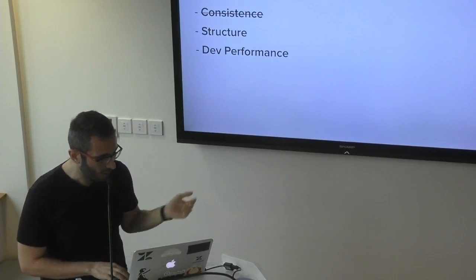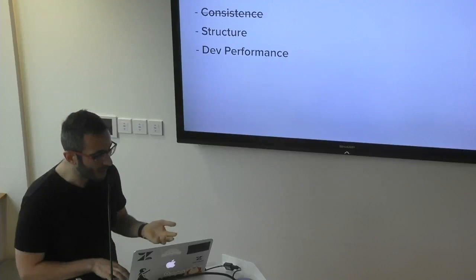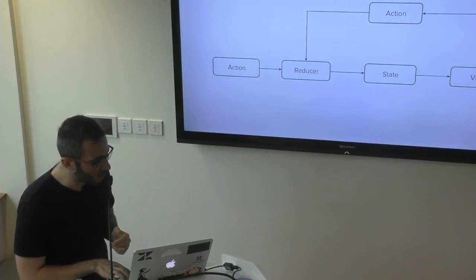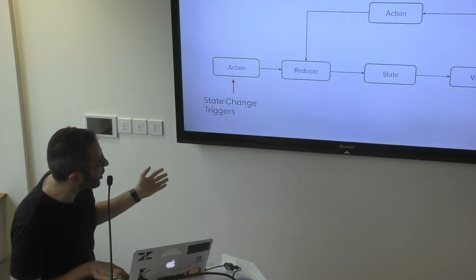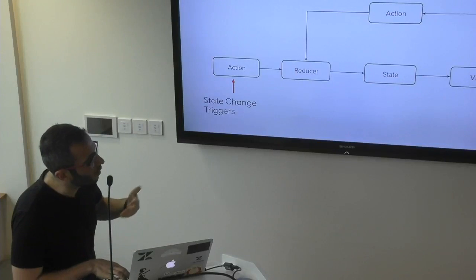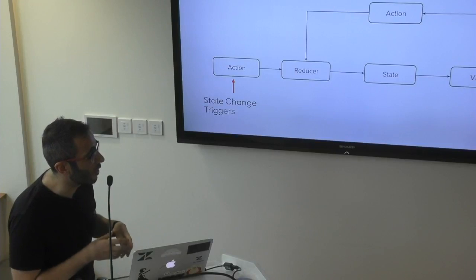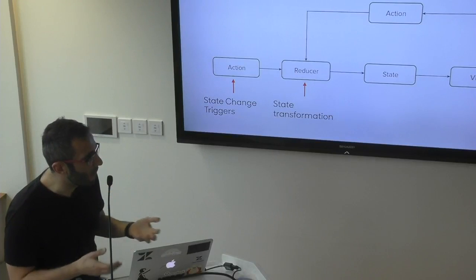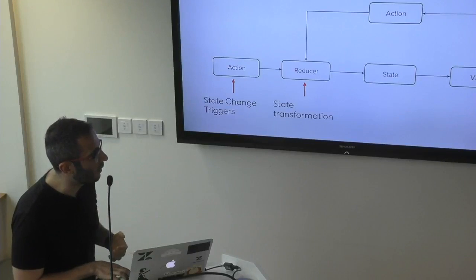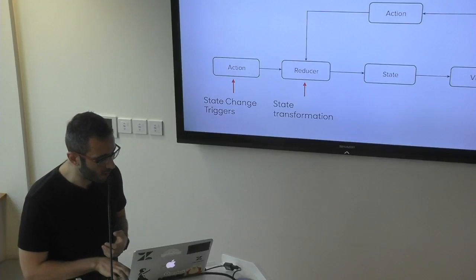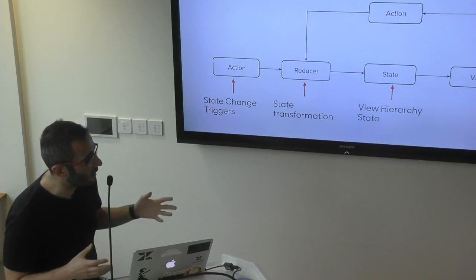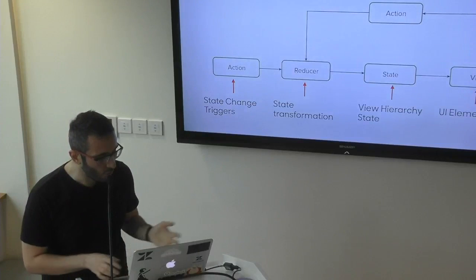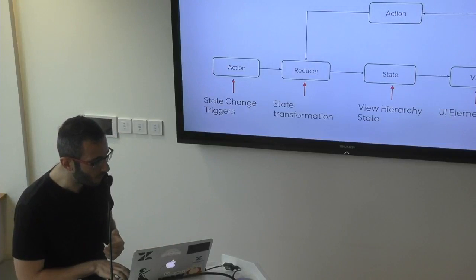So we talked about how correctness and consistency worked before. Let's see how this architecture would define structure. So we only have these 4 components in our architecture. Actions only talk about how the state can change, so they only trigger the state change. The reducer has some logic that takes an action and, based on its logic, generates a new state that is a modified version of the old state. The state represents what state your view and its hierarchy is in, and the view is a UI element that just knows how to redraw itself.